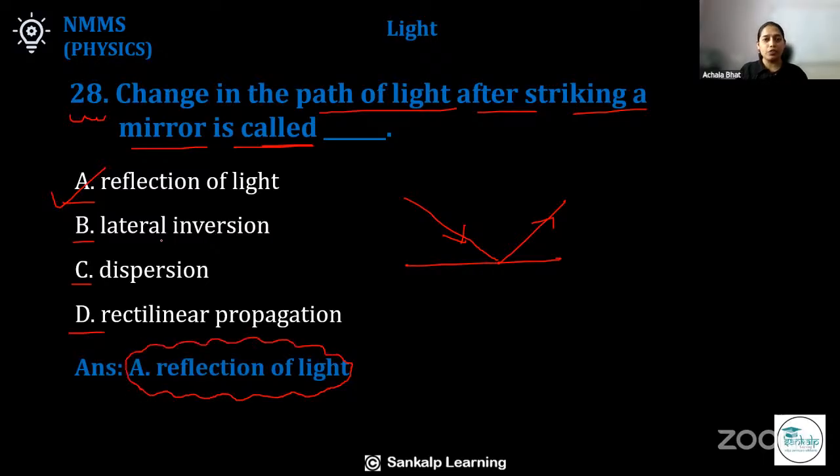B, lateral inversion. Lateral inversion is the phenomenon in which the right side of the object appears as the left side of the image. Dispersion is also wrong. Already we have discussed dispersion. Dispersion is nothing but splitting of white light into seven colors. D, rectilinear propagation means when light travels in a straight line.